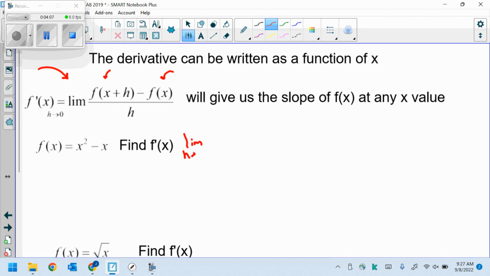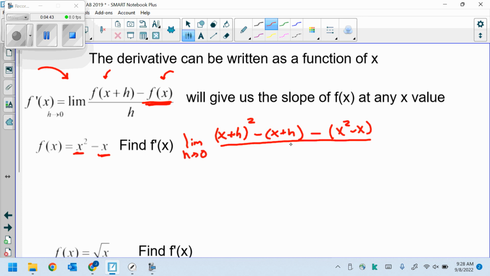as h approaches 0. And we're going to put x plus h in place of these x's. We're going to have x plus h, which needs to be squared, minus, we got to put an x plus h in there. And then we're supposed to subtract f of x. Well, I got to subtract f of x, which is x squared minus x. And then I got to divide that by h. Okay? So we're going to have the limit as h approaches 0.